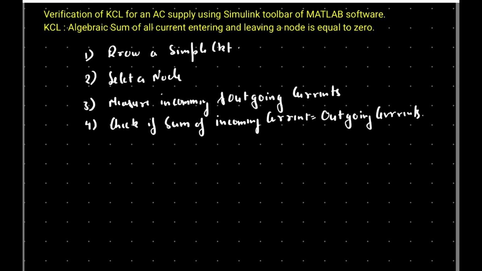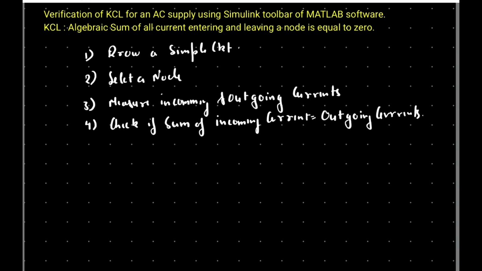We will try to verify KCL, that is Kirchhoff's current law, for an AC supply using the Simulink toolbar of MATLAB software. KCL states that the algebraic sum of all the currents entering and leaving a node is equal to 0. So how to verify this KCL?